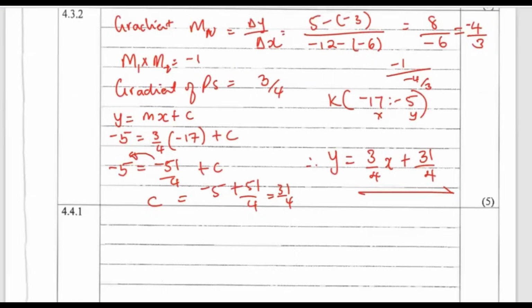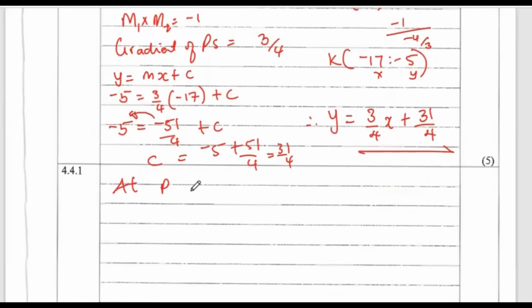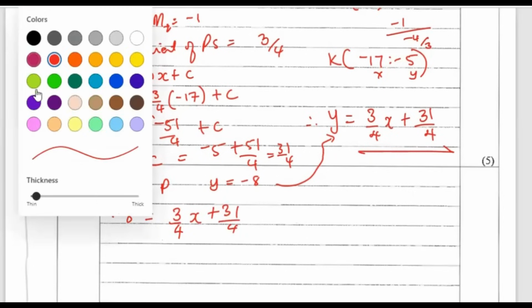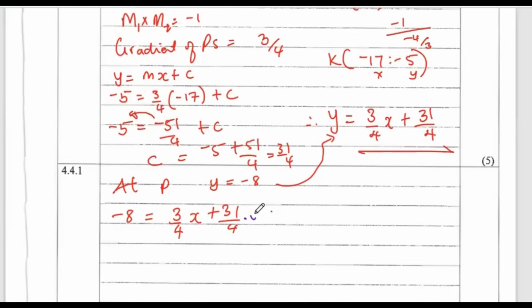All right, so I'm going to say that at P, y is -8. Then I'm going to substitute this there and say that -8 is equal to 3/4x plus 31/4. I am seeing that I have a denominator of 4. I can multiply through by 4, so times 4, times 4, times 4. This cancels that, cancels that. Then I'll have -32 is equal to 3x plus 31. When I move this to that side, we'll have -63 is equal to 3x.